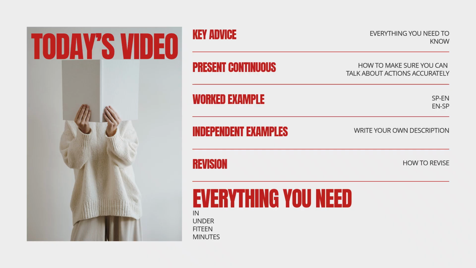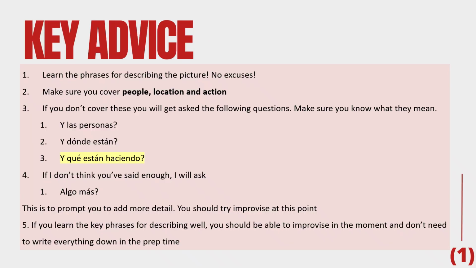We're going to start today with some key advice, things you just need to know about the picture description part of the exam. We're going to do a little bit of a recap on the present continuous because it's a really important tense for this task. Then we're going to do some examples, one from Spanish to English, one from English to Spanish, and then one for you to work on your own. Finishing with tips on how to revise, and as always, everything you need in less than 15 minutes.